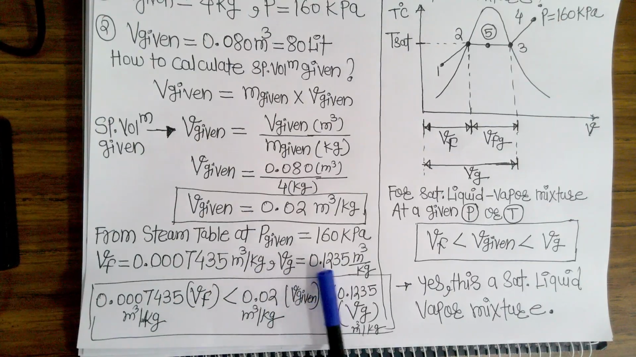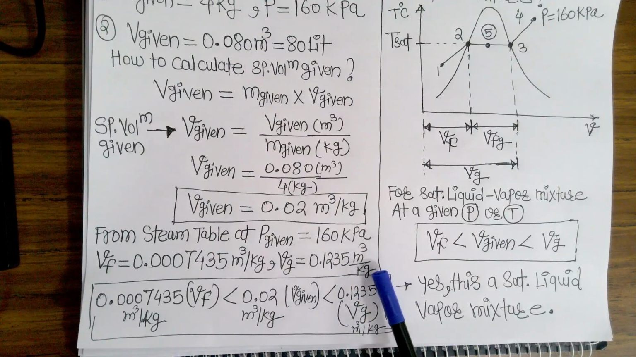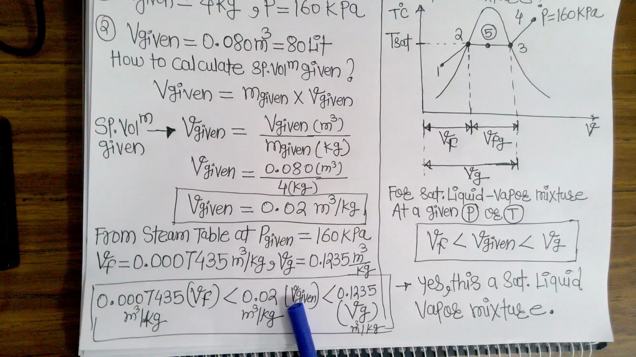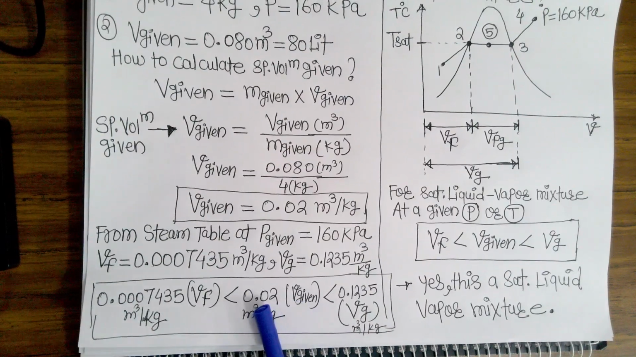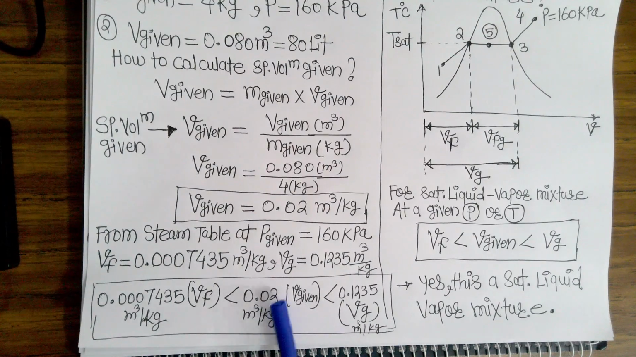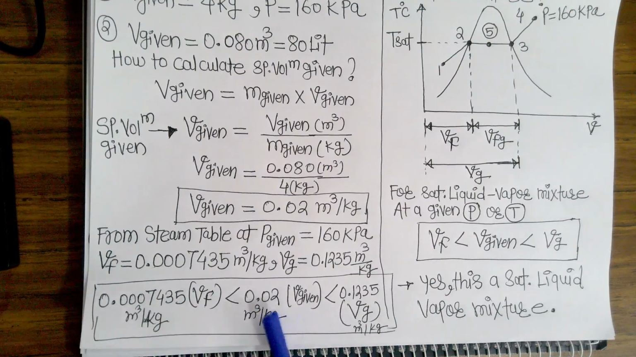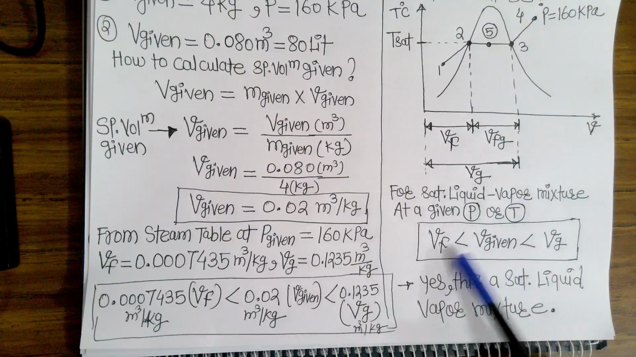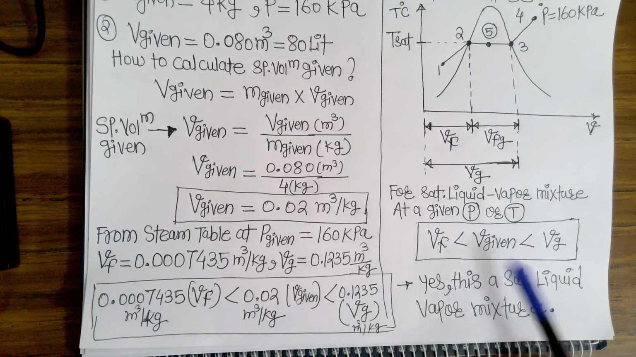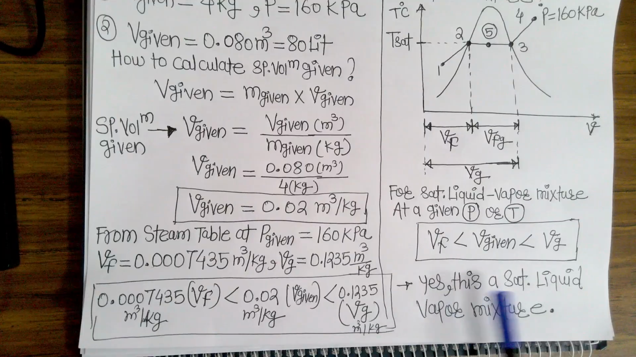Vg is equal to 0.1235 meter cube per kg. So clearly the given specific volume of refrigerant, which is 0.02 meter cube per kg, is greater than Vf and it is less than Vg. So this satisfies the condition of saturated liquid vapor mixture. So this condition is satisfied and we can say that yes, this is a saturated liquid vapor mixture condition.